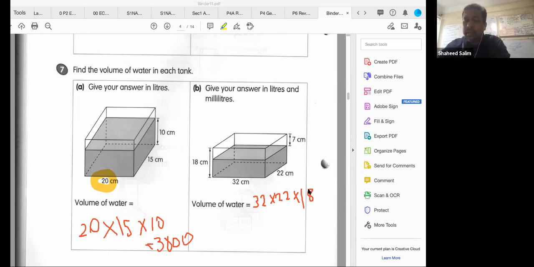But notice that they want the answer in liters and milliliters. We will come to that moment. So once you times, you get 12,672. Okay, we are going to come to this thing. They ask for it in liters and milliliters. Do you know what this is?